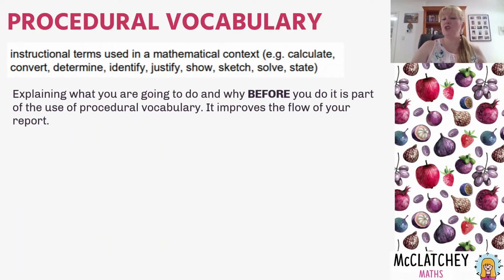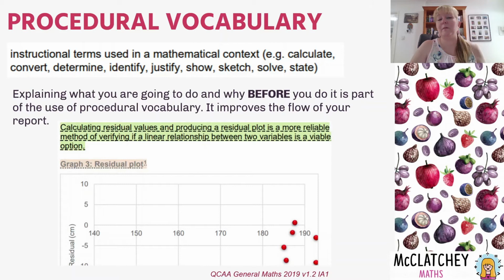Explaining what we're going to do before we do it is also a part of that procedural vocabulary, and it does improve our communication grade and the flow of our report. Here's an example from the QCAA. They've actually drawn the residual plot, but before they jumped in and just drew it, they explained what it is. So they said calculating residual values and producing a residual plot is a more reliable method of verifying if a relationship between two variables is a viable option. So not only is this justifying their mathematical decisions, but it's also explaining what they're going to do before they do it.